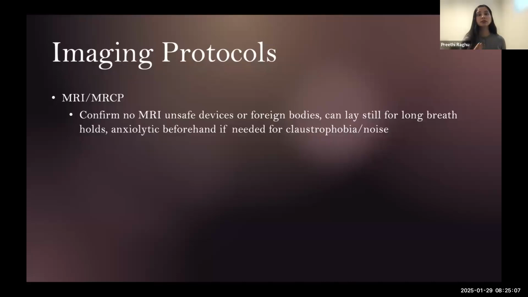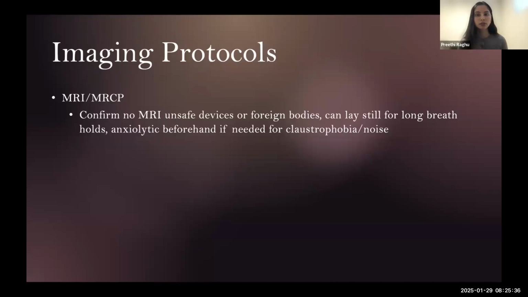And this includes some of the MRI unsafe or conditional devices that may be placed by GI or surgery. For example, all the gastric pacemakers that are currently in use are all MRI unsafe. And certain devices like the Lynx device and various other devices are MRI conditional. So we have to be aware of any of those placements prior to protocoling the MRI.